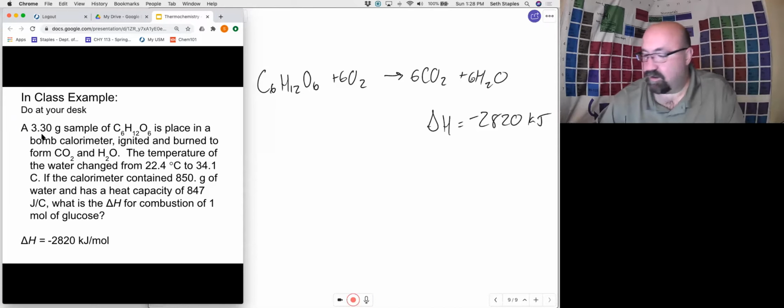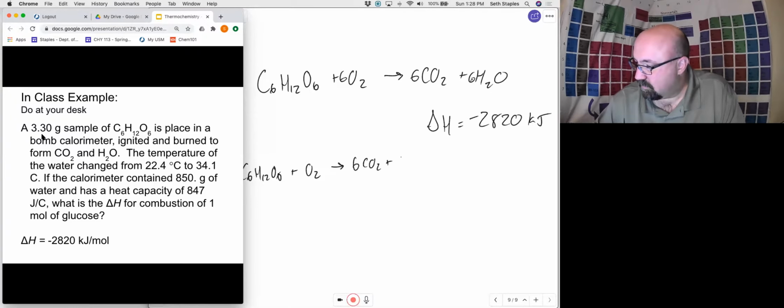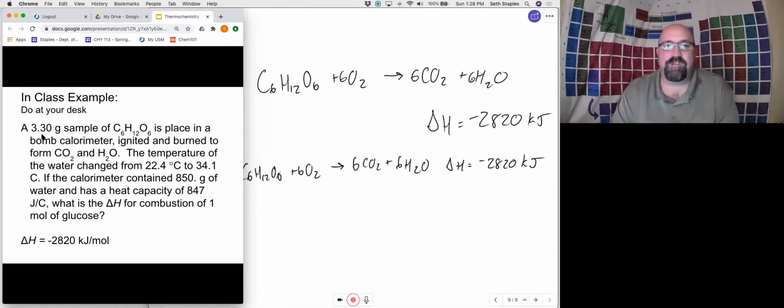If I actually did it correctly, so it was all on one line, I'm just going to rewrite it. So there's our thermochemical equation for the combustion of glucose, as measured by calorimetry.